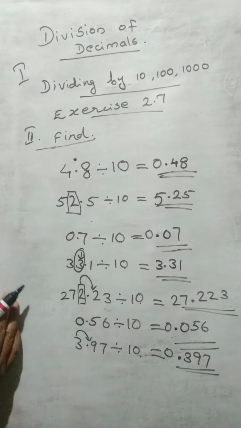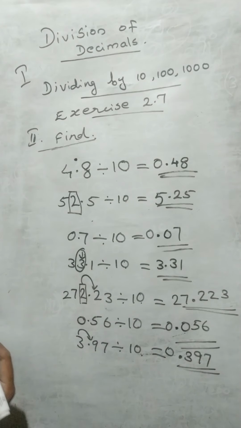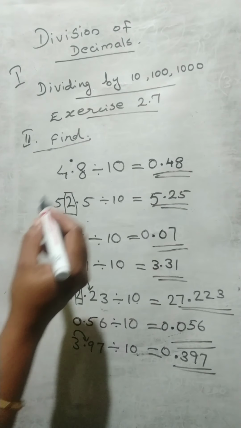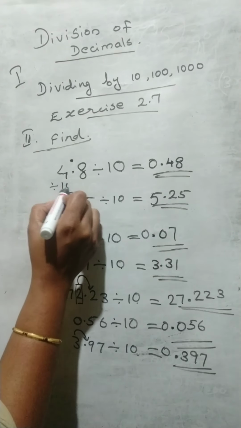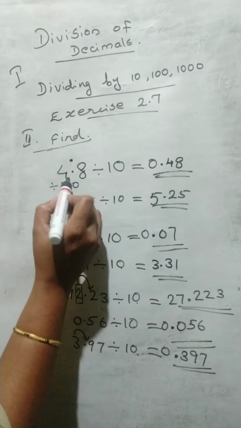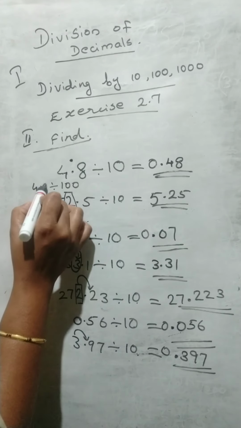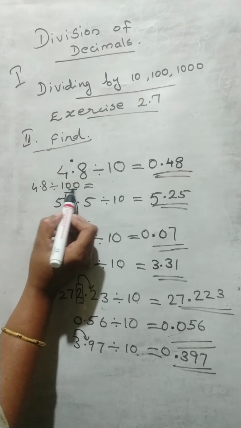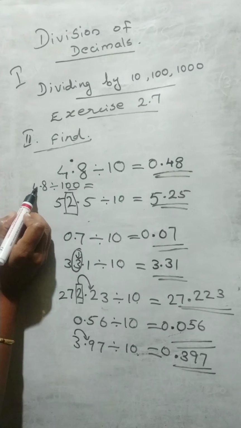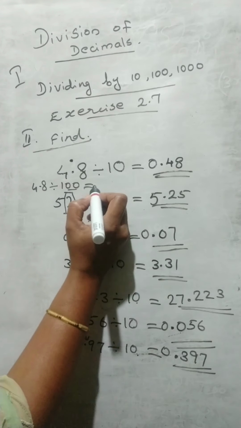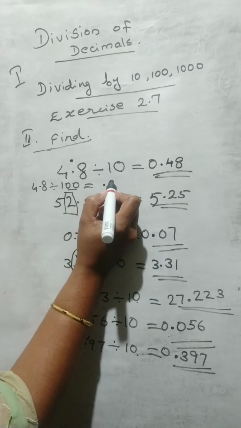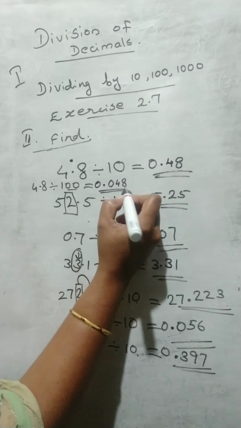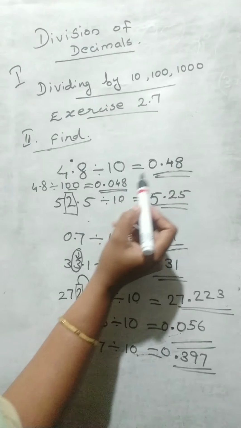The same questions we can divide by 100. So what will be the answer? That answer we can write here. 4.8 divided by 100. So here 2 zeros are there, but here only one digit. So what can we write? We can write 0.0, then write that digit here. So 0.048. Now you got the difference?